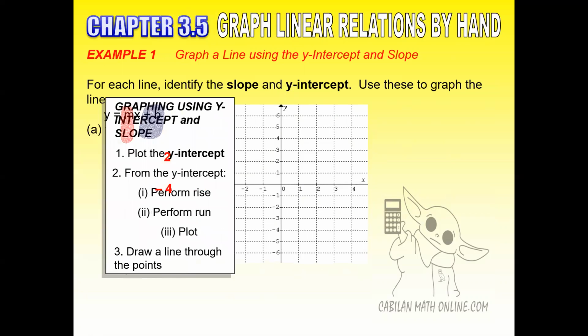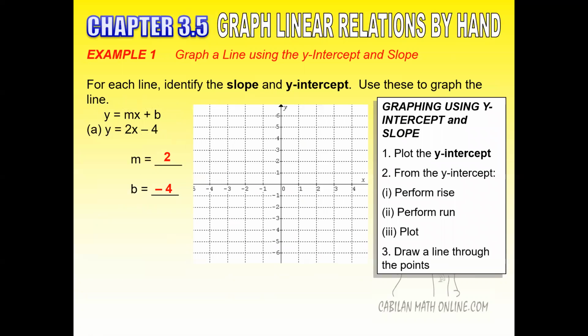So step number 1, as you can see, these are the instructions that we're going to use to draw all the lines here, using the slope and the y-intercept. So step number 1, what we want to do is plot the y-intercept. You notice that we have a y-intercept of -4. That means this particular line is going to touch the y-axis at -4. So the first point that we're going to plot is a dot on -4. So that's step number 1.